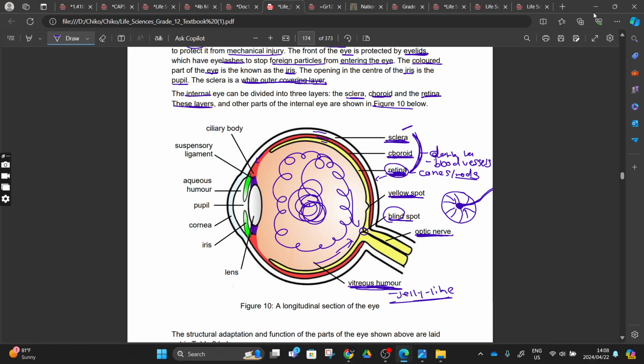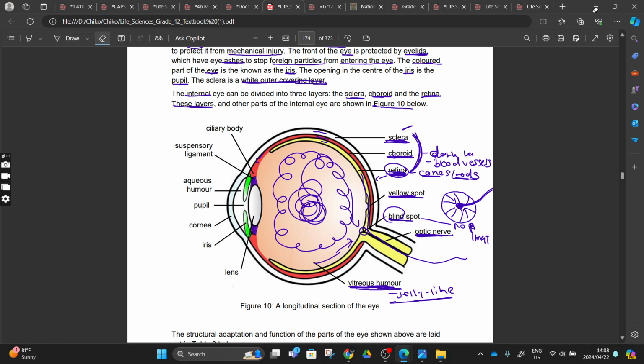You'll agree with me, here it's a blind spot. We don't have these cones and rods, so there are no pictures or images here. The image will come in, and I'll show you how it comes. When it reaches this side, the receptors are going to convert that stimuli into an impulse, and that impulse is going to be sent through the optic nerve to the cerebrum, right?